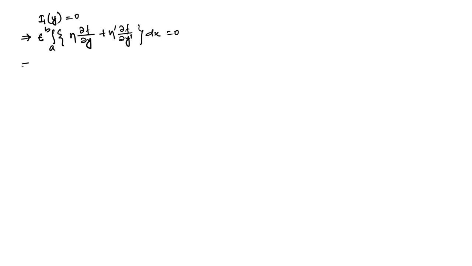So, if we open the bracket, obviously what we have is the integral from a to b of the first term, partial differential of f with respect to y, dx, plus the integral from a to b of the second term, and this is equal to 0. If you notice, all this comes from the elementary calculus that we have covered in our plus 2 level.